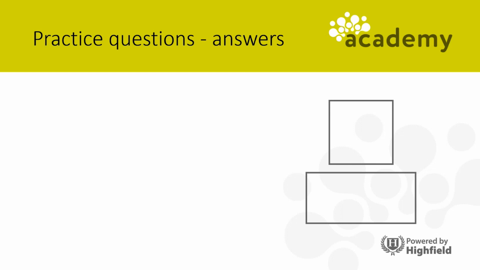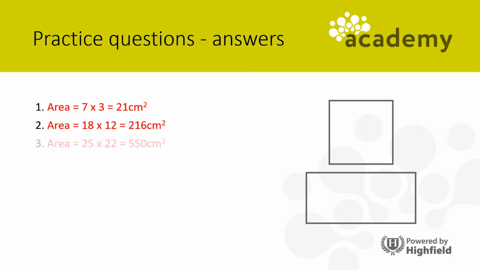Hope you got these right. The first one is area equals 7 times 3, which is 21 centimeters squared. In the second example, area is 18 times 12, which is 216 centimeters squared. In the third example, the area is 25 times 22, which is 550 centimeters squared. And in the fourth example, the area is 55 times 55, which is 3025 centimeters squared.